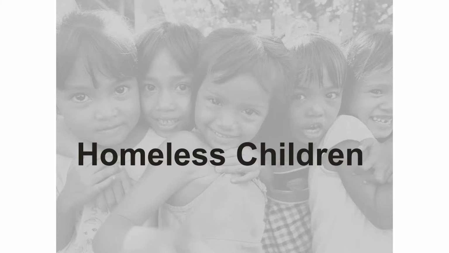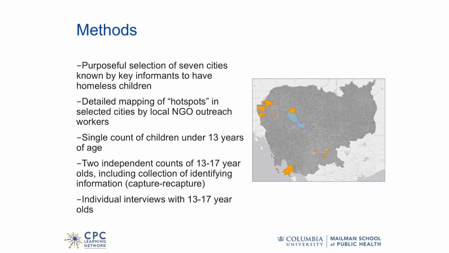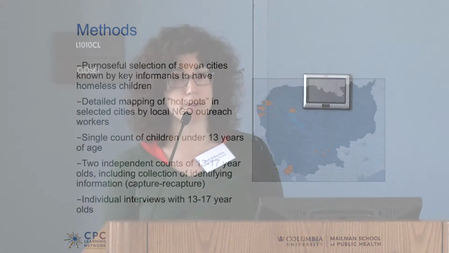In terms of homeless children, our methods were quite different than for residential care institutions. Because homeless children are thought to be a highly mobile population, sampling was a big concern here. So in order to cover the main areas, we focused on the areas that were known to have homeless children in Cambodia, and we selected administrative zones across 7 of the larger main cities in Cambodia. And then within each area, we attempted to count all of the homeless children of all ages by working with outreach teams from local NGOs that were part of the Friends International Network.